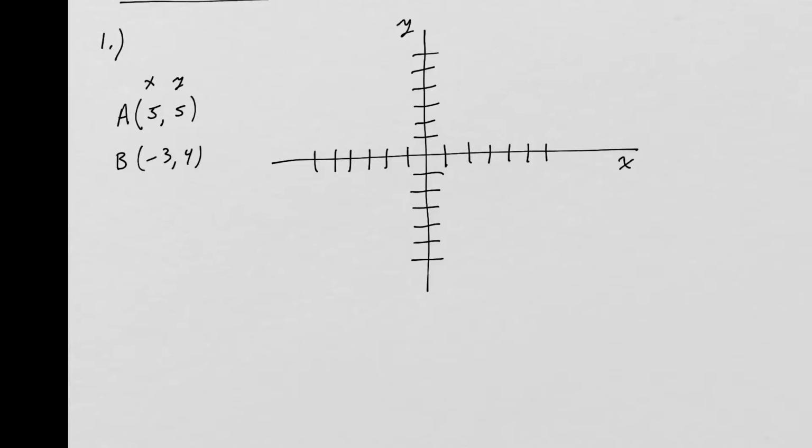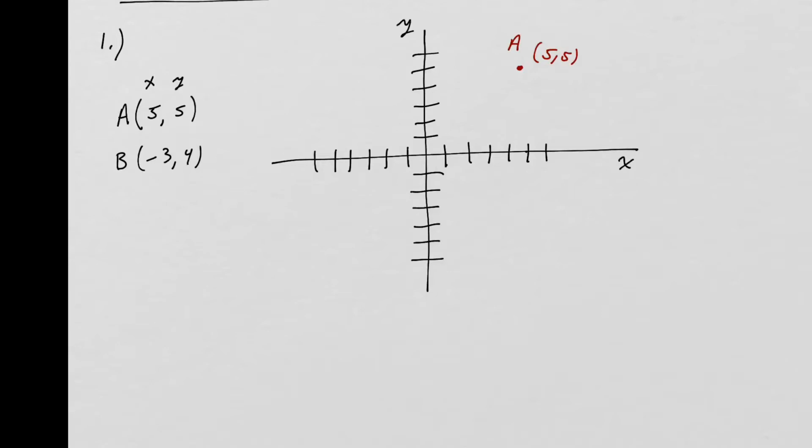So to plot that point, we always start at the origin. We move positive 5 in the x, so that's to the right. So 1, 2, 3, 4, 5 to the right. And then up 5, 1, 2, 3, 4, 5. So this should be the point. Actually, I'll do it in red. This should be the point 5, 5. All right, so that's the point A.